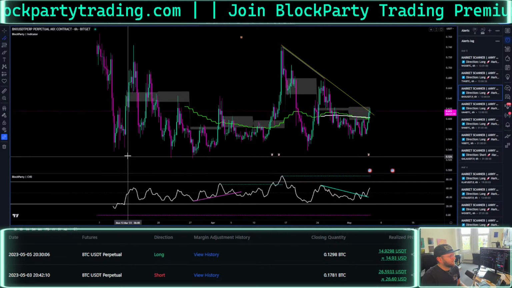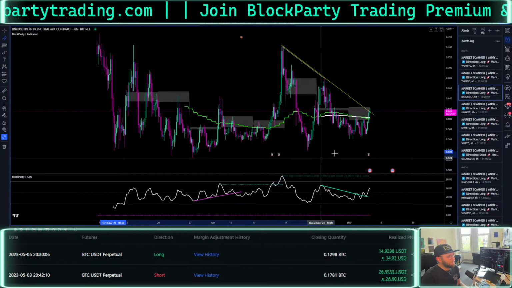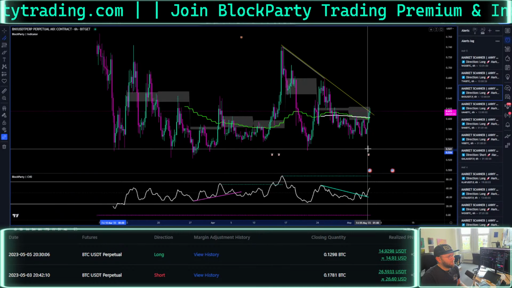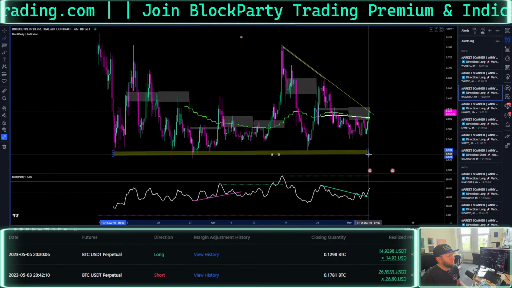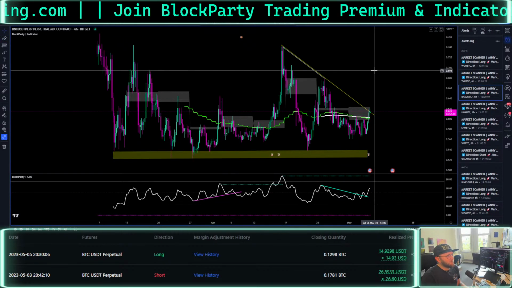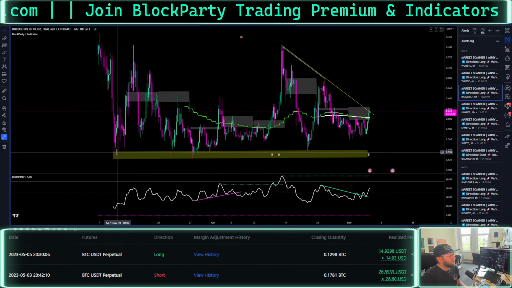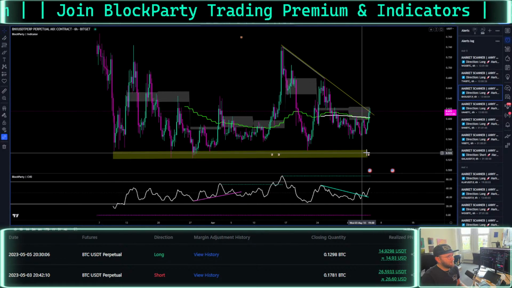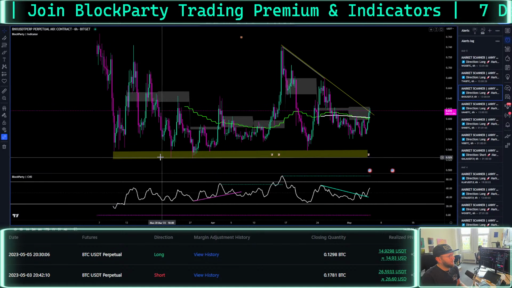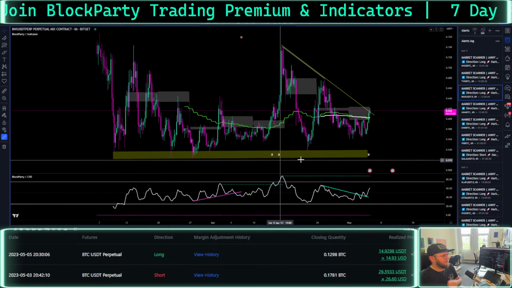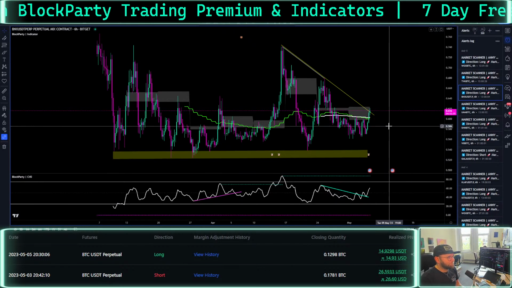Let's get a bit of analysis going on. So for me here, this is a great example of why to use the parallel channels, because look at that. You've got a bounce here and a bounce here, and then 2 bounces here, double bottom. So connect those up, and it gives us a very, very solid support. That's great.